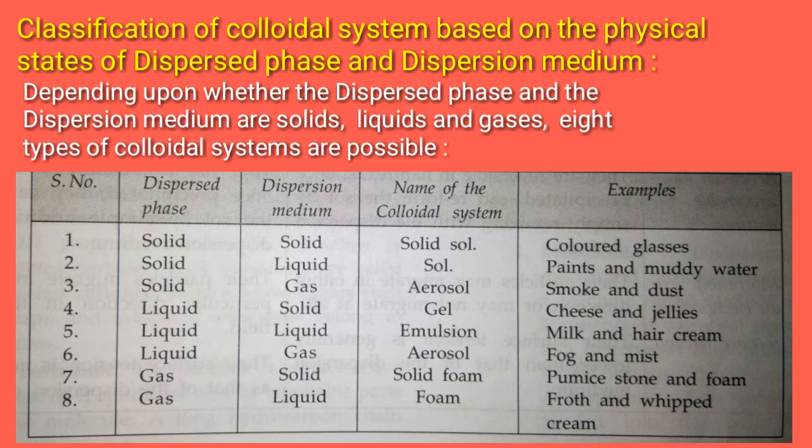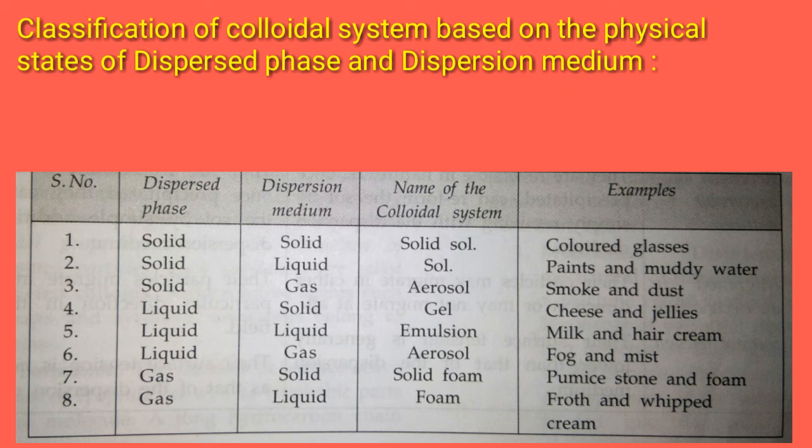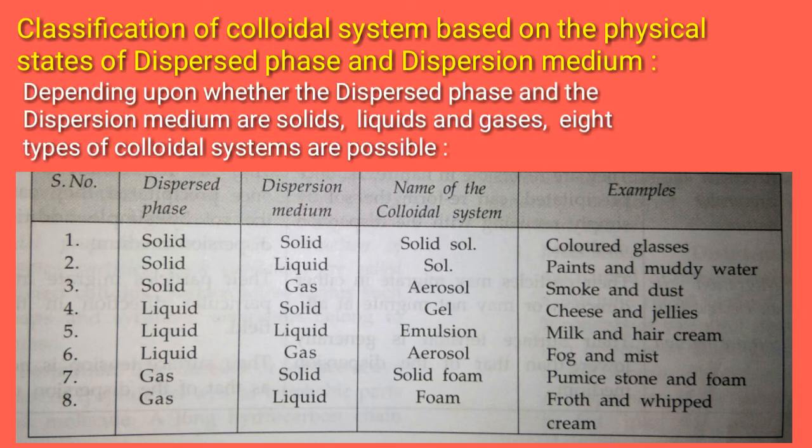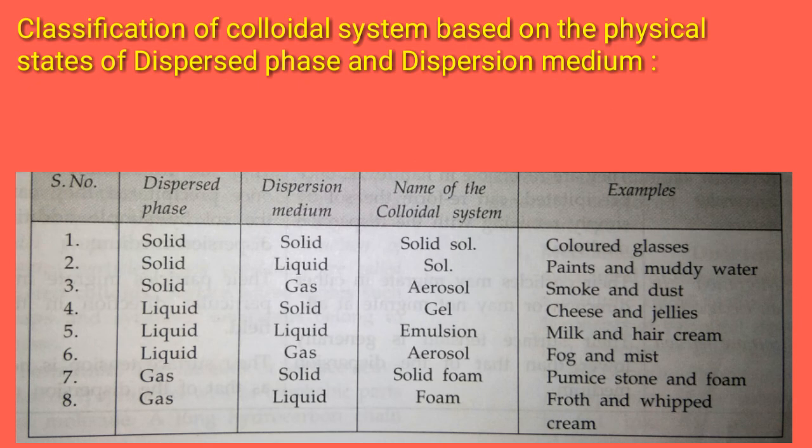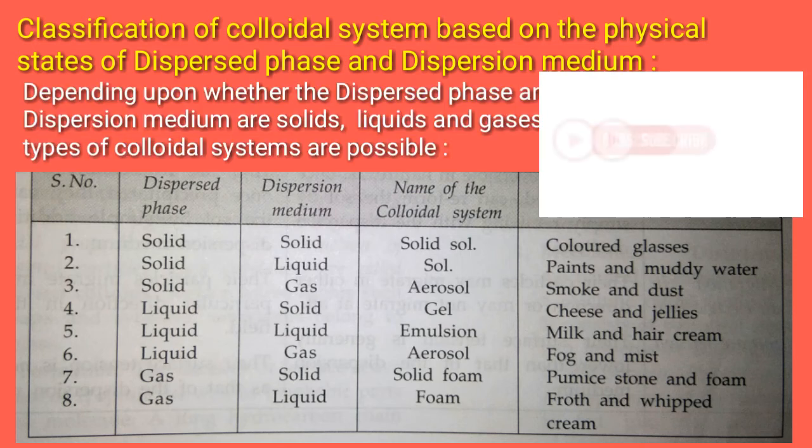But they do not form a homogeneous solution after mixing. In milk, the liquid fat globules are dispersed in water. Here, the liquid fat globules act as the dispersed phase and the liquid water is the dispersion medium. Clear? The sixth type of colloidal system is liquid aerosol. In liquid aerosol, the dispersed phase is in liquid state and the dispersion medium is in gaseous phase. Clear? Examples of liquid aerosol are fog and mist.